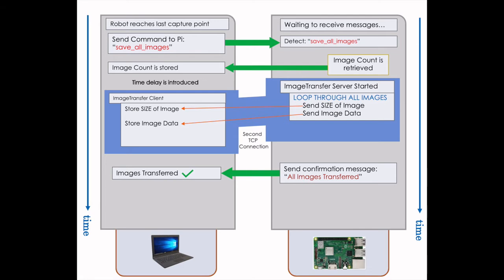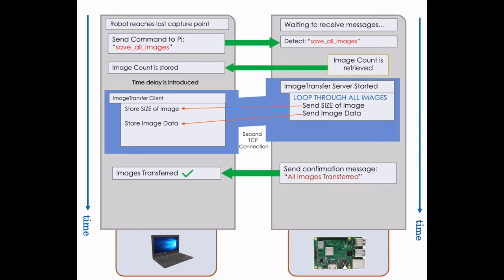Now that all the images have been captured, I will now demonstrate what occurs when the images are transferred. Once the robot has arrived at all the points and has captured all the images, they will be transferred wirelessly from the Raspberry Pi to the remote computer. As you can see in this diagram, the Save All Images command is sent to the Raspberry Pi. The number of images are then counted and the number is sent to the remote computer. The remote computer now knows that it should expect a total of 3 images to arrive.